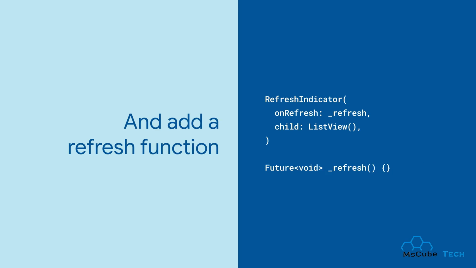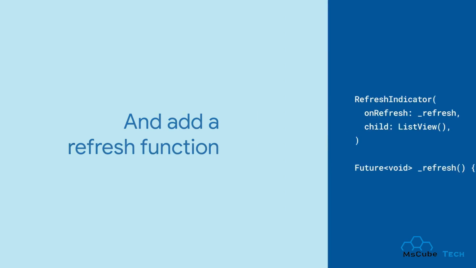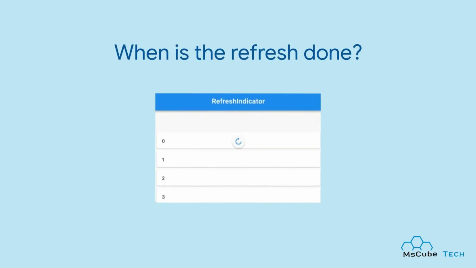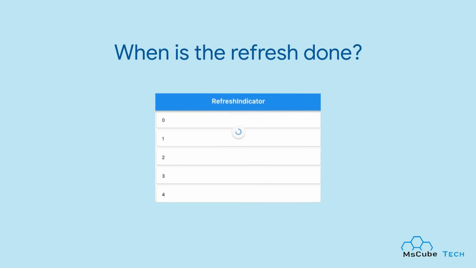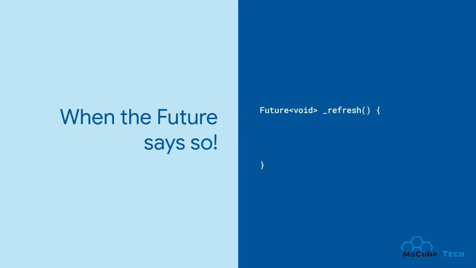This function isn't given any parameters, but Refresh Indicator expects it to return a future. The ever-spinning indicator of refreshing will continue spinning as long as that future is pending. If it never completes, the spinner will never go away. So make sure that whatever the refresh function does, it eventually completes, even if it's immediate.